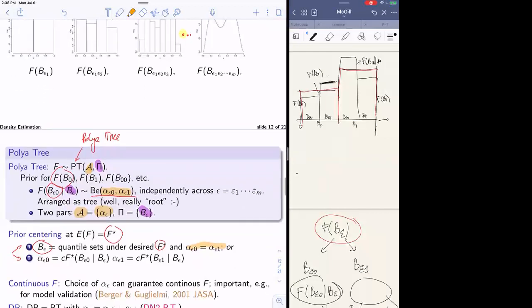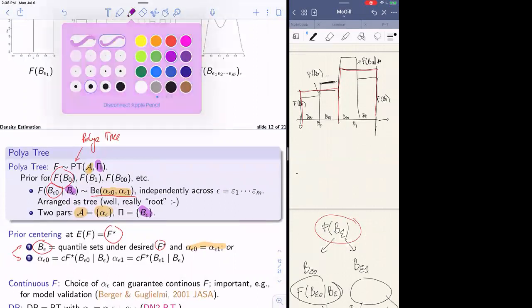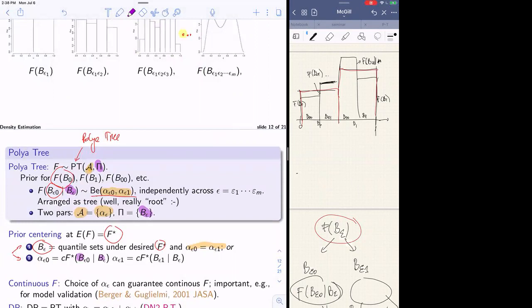Alternatively, we can use arbitrary purple parameters and then choose the orange parameters to be essentially the splitting probabilities under the desired base measure. If you want the base measure to be, for example, a standard normal, then the alpha epsilon 0 has to become the conditional probability of the left subset given the parent subset. So that solves half of our problem of choosing hyperparameters.